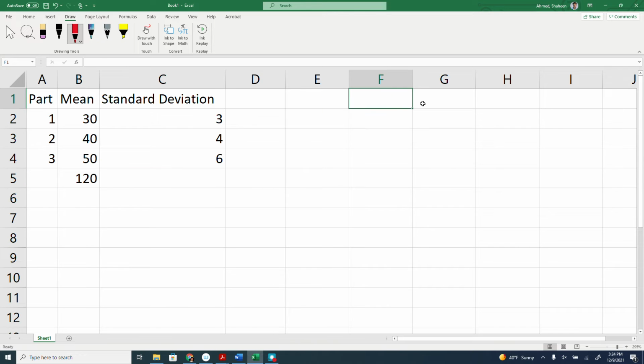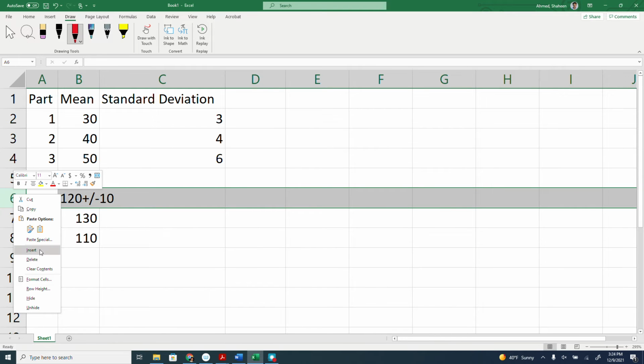Let's say the final dimension we want is between 120 plus minus 10, for example. So the specification limit is basically this. So the upper spec limit is 130, and then the lower spec limit is 110. So the question is, if we add these pieces together, how many of them will fall in this specification limit?